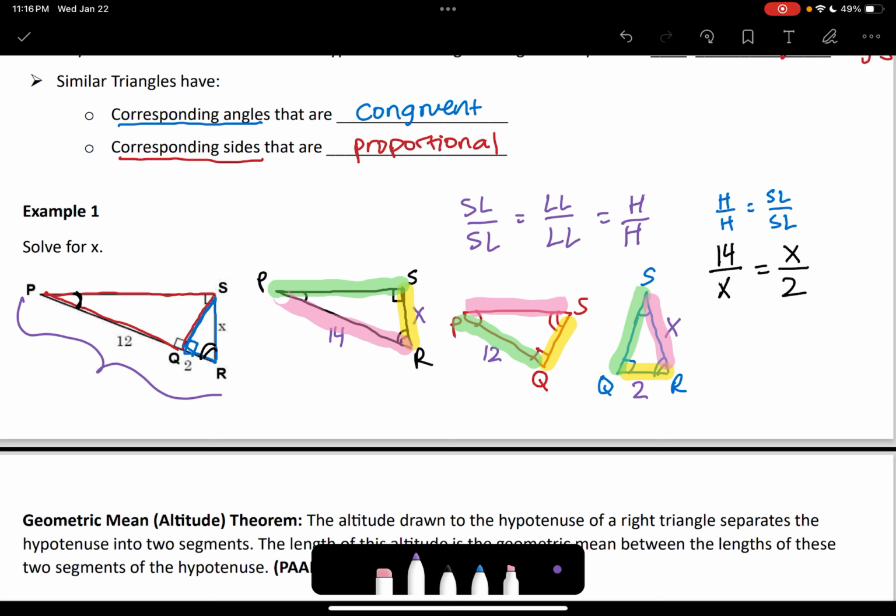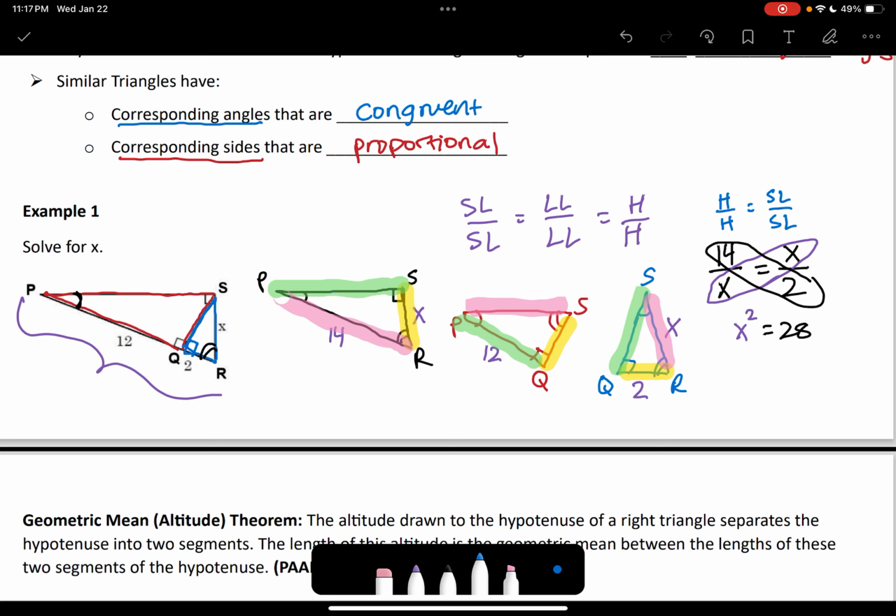One thing that I do want you guys to understand here is once you set up your proportion, you should see a diagonal that repeats. In this case, my diagonal that repeats is right here. It's X. If you got a diagonal that repeats, you're good. That means you set it up correctly. So we got X times X, that's going to give us X squared. If I multiply the other diagonal, then we're looking at 14 times 2, which is 28.